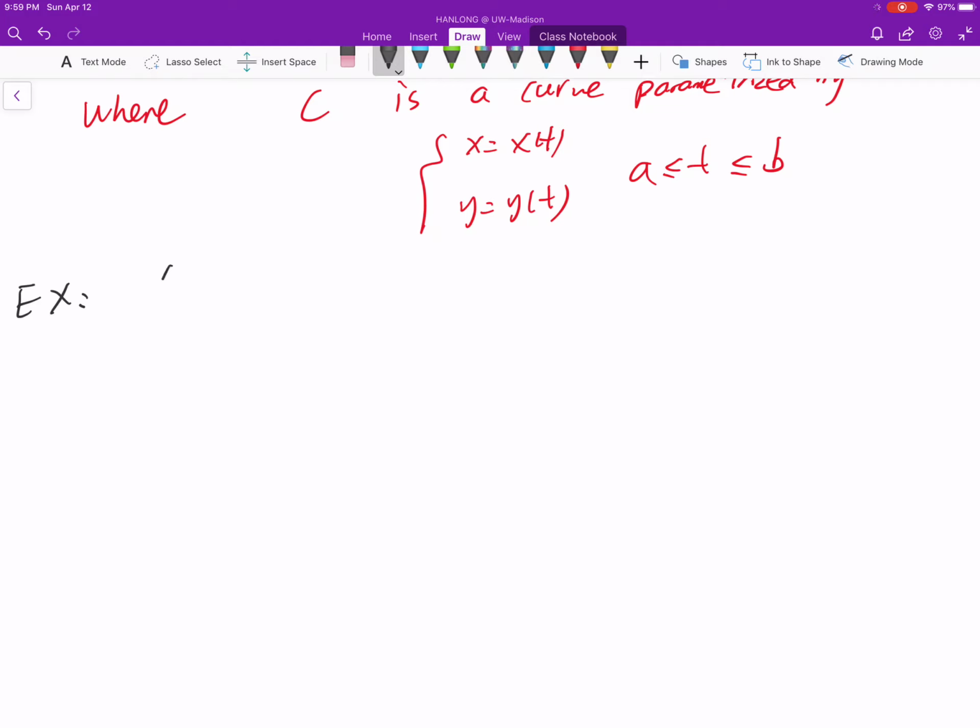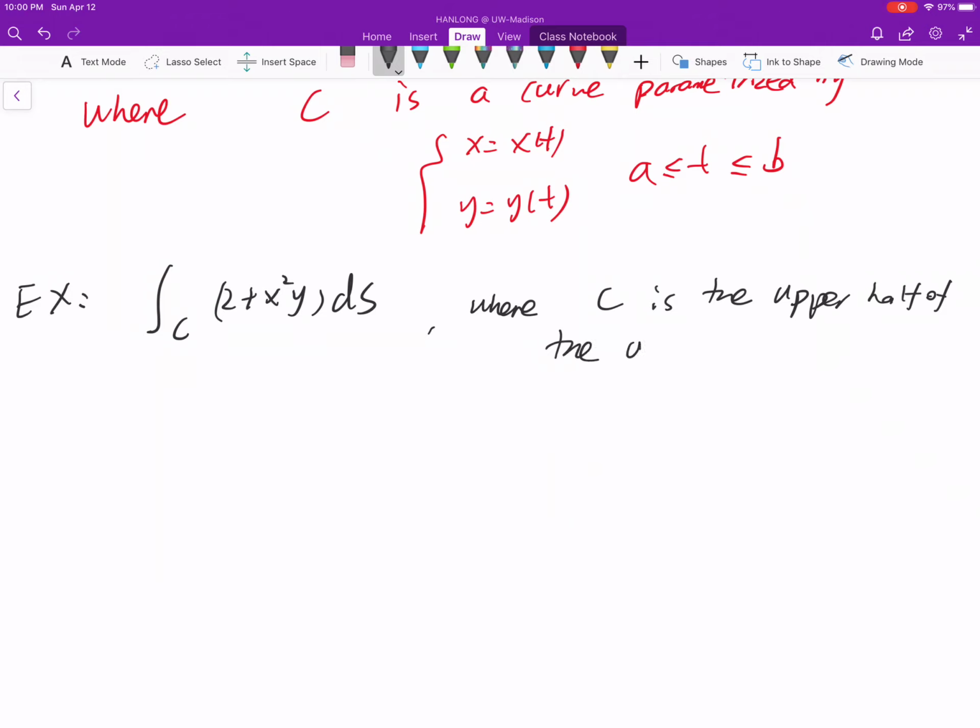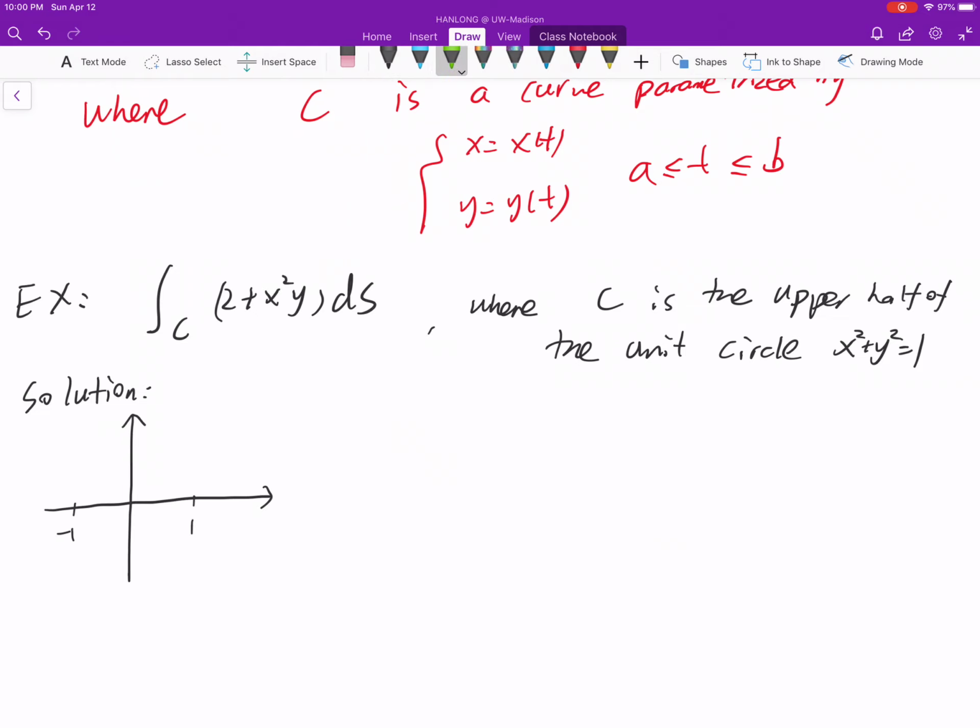Suppose you have a curve C, where C is the upper half of the unit circle, x squared plus y squared equals 1, and the function is 2 plus x squared y. So the solution is, okay, now let's choose a parameterization. Step 1: we need to choose a parameterization when we do the computation.